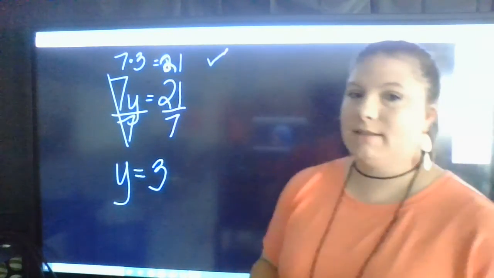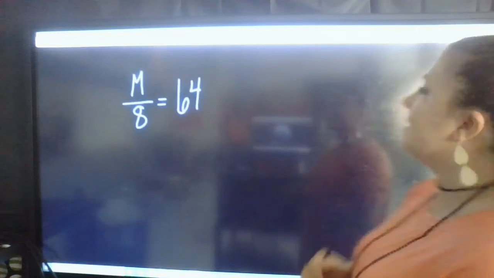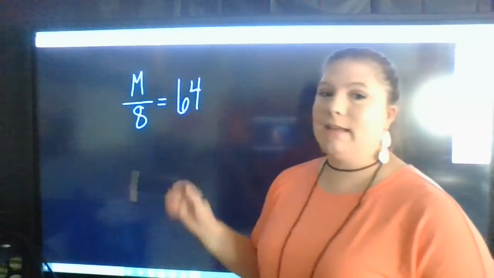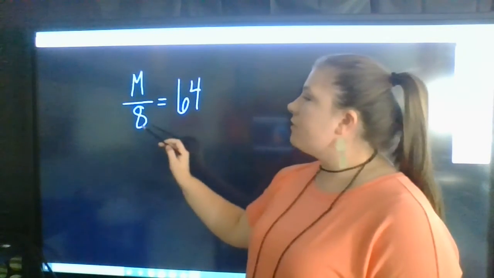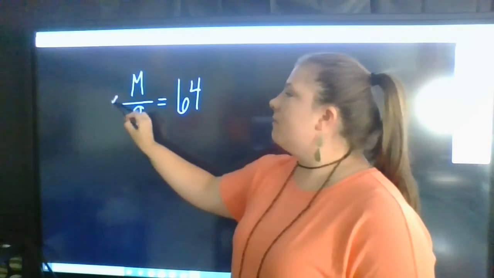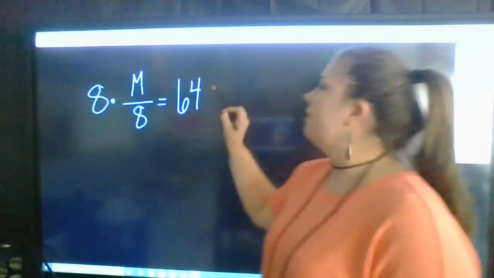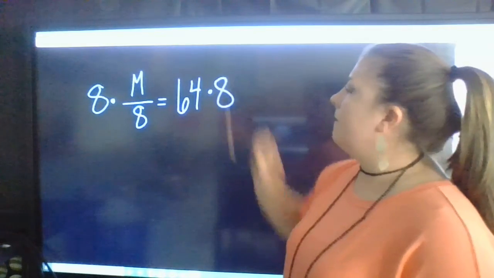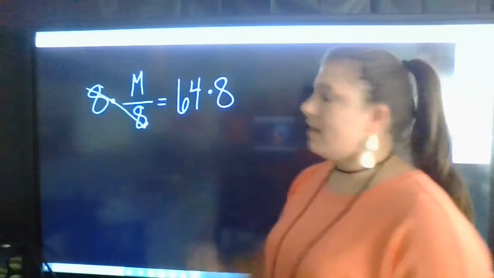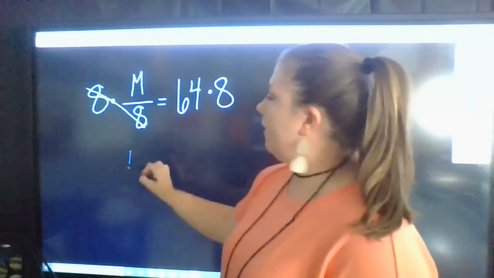So it checks. All right, last example here. m divided by 8 equals 64. Inverse operation of division is multiplication. So I'm going to multiply both sides by 8. These 8's are going to cancel out. Carry down my m.